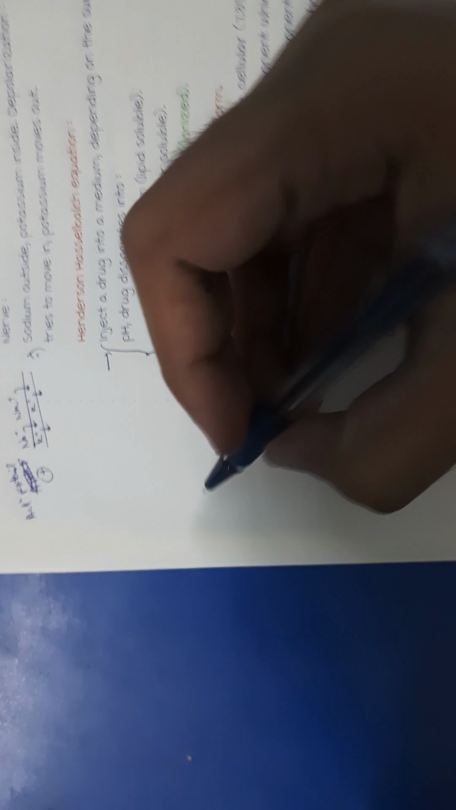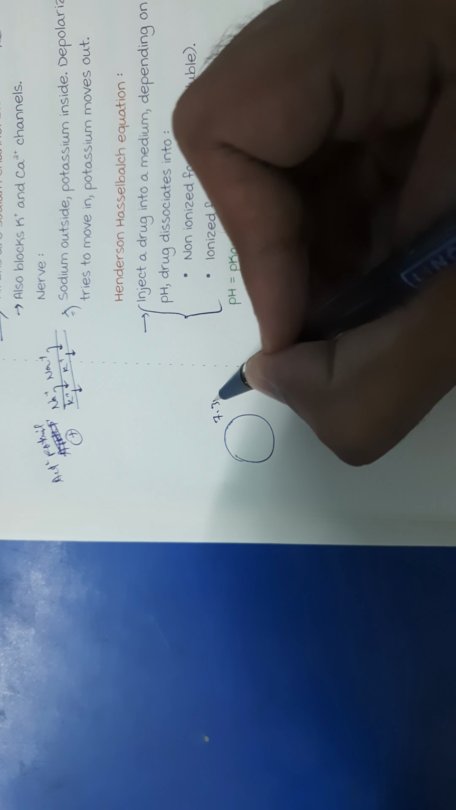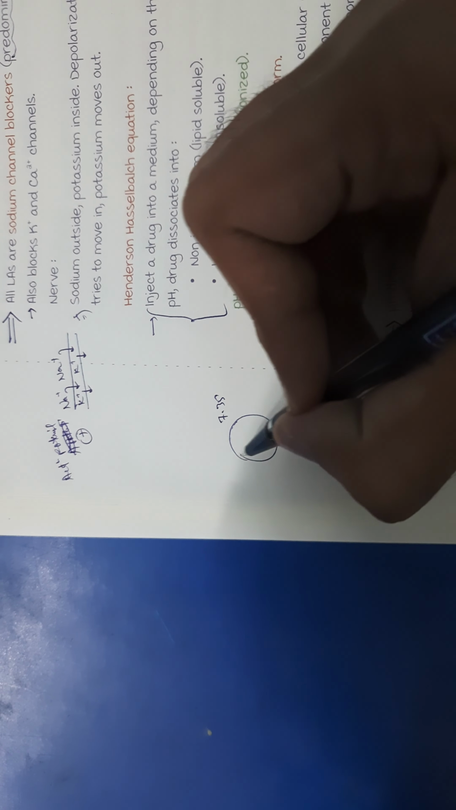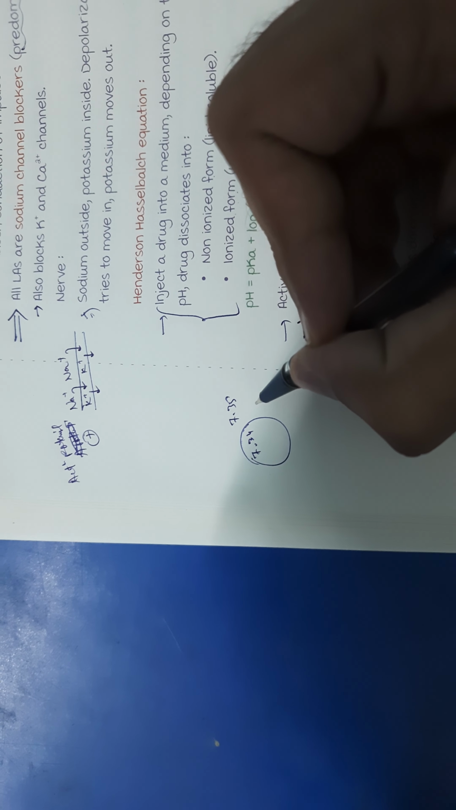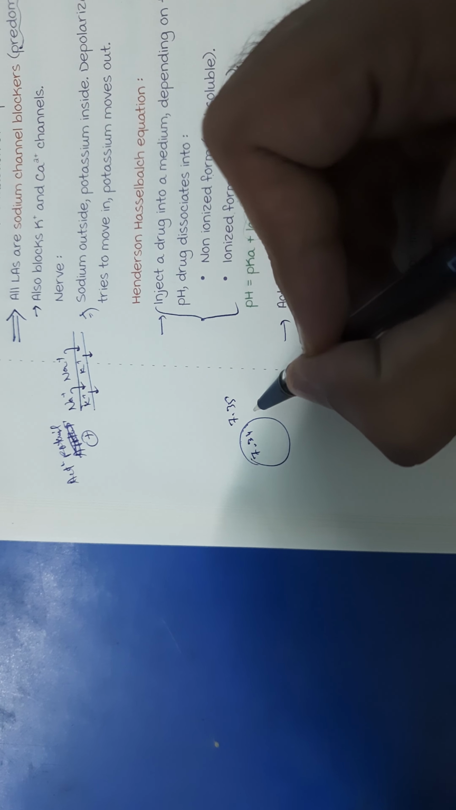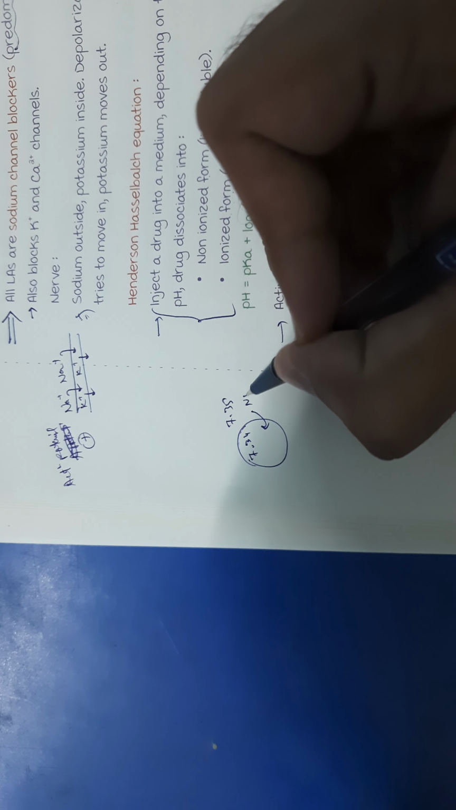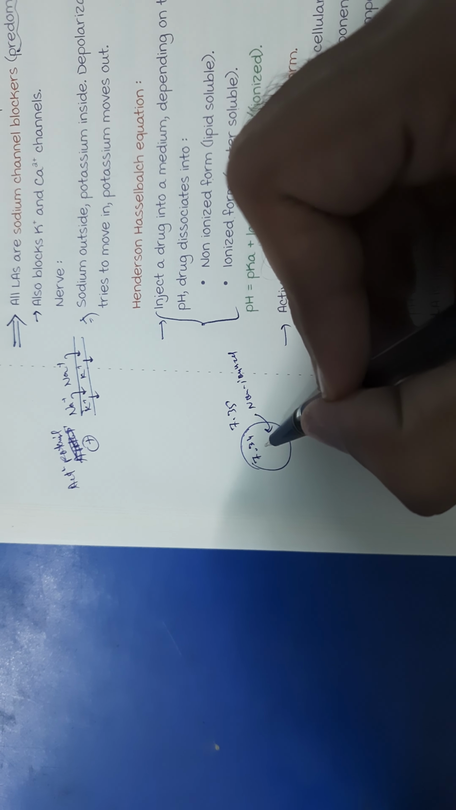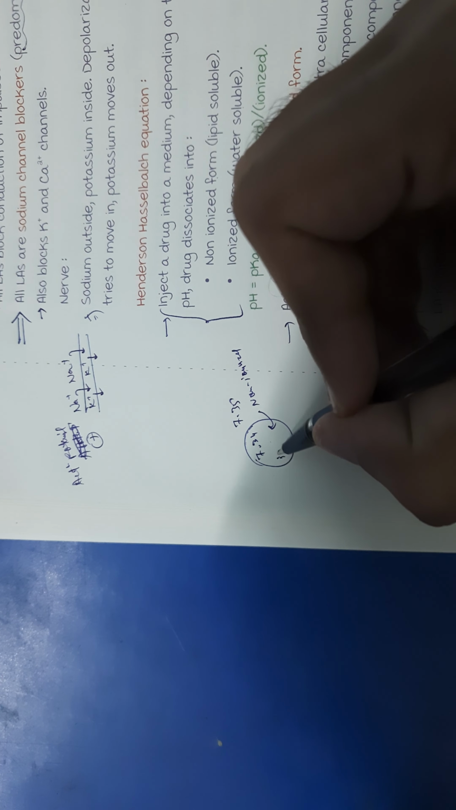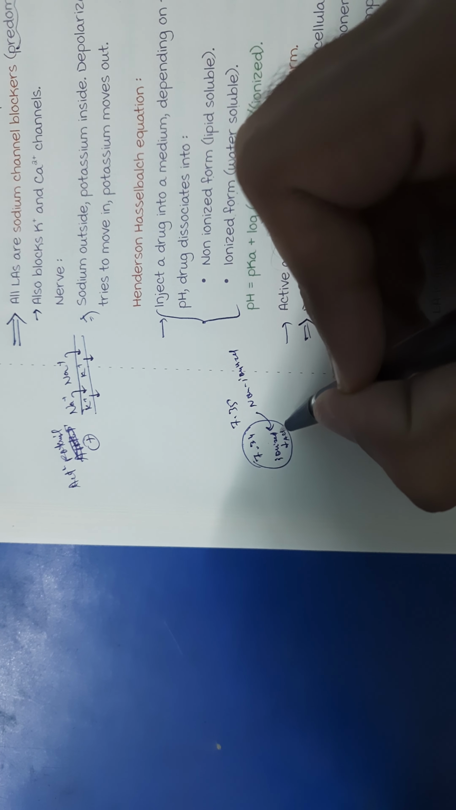Normally, this is our cell membrane, the outside cell pH is 7.35 and the inside cell pH is 7.34. Outside, most of the drug is lipid soluble, that is non-ionized, so it will cross. Inside, due to this slight decrease in pH, it will get ionized, which will produce the action.